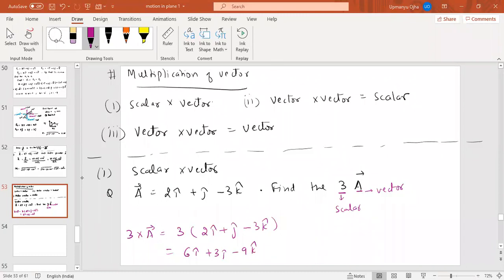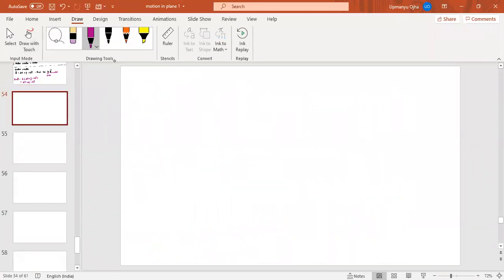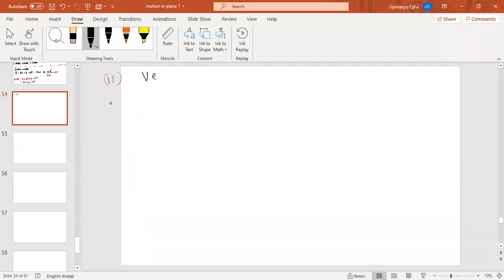Okay, I think this you can do very easily. Okay, next is the second part. The second part is when a vector is multiplied with a vector and we get the answer as a scalar. The answer is coming as a scalar when you multiply two vector quantities. This type of multiplication is known as scalar product.